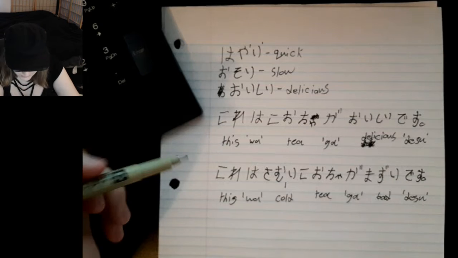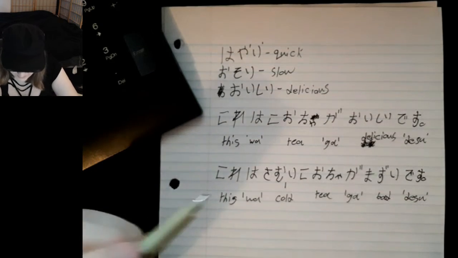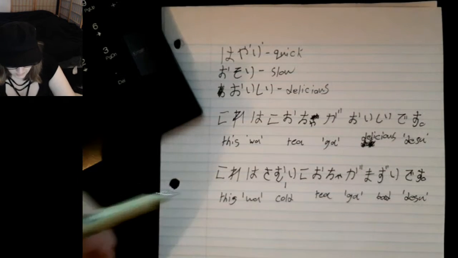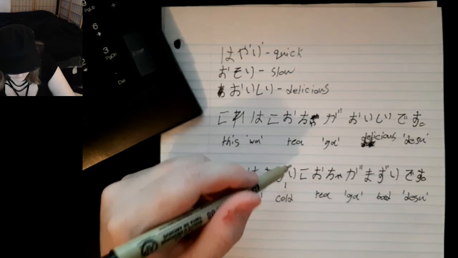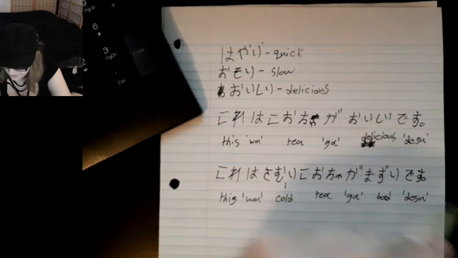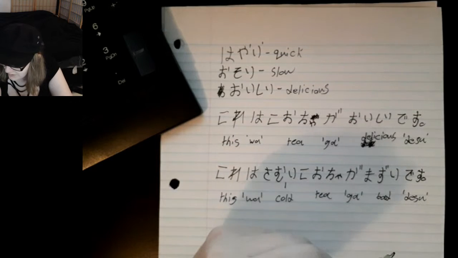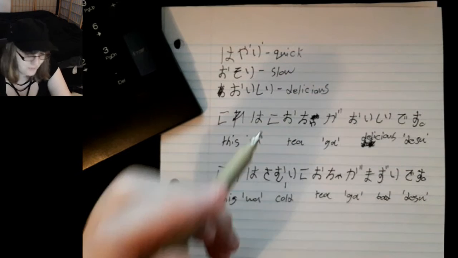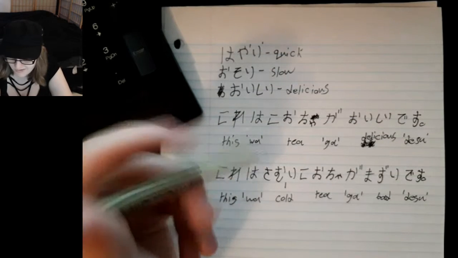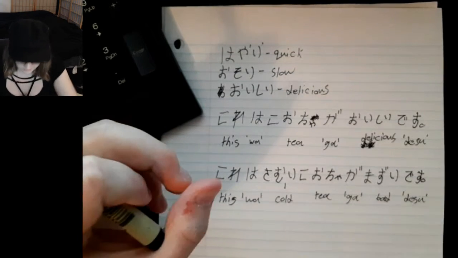Kore wa samui ko ocha ga mazui desu. This cold tea is bad. Make sense? We haven't changed the I tense or anything like that in these adjectives. They stay the same way as they are right now. We'll get into how to say not bad or not cold, which would be samukunai, but we'll cover that in next week's lesson.